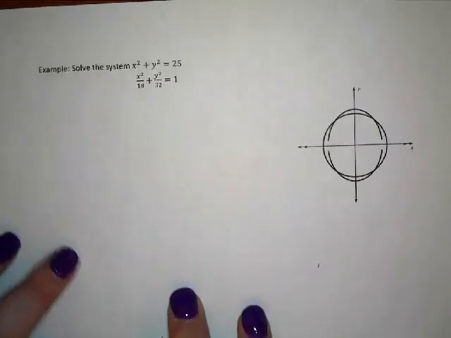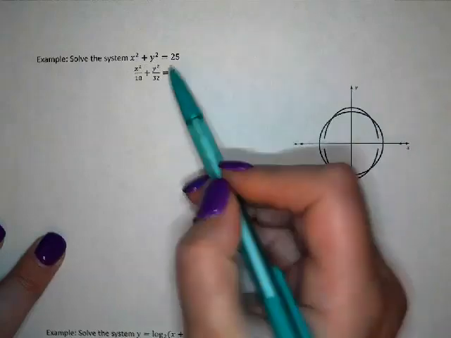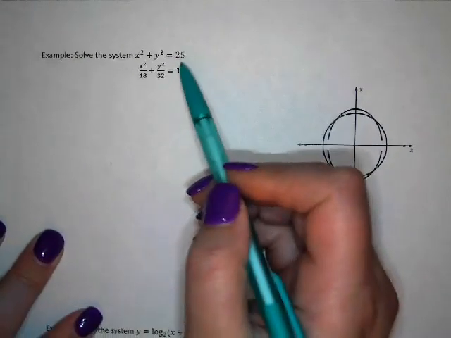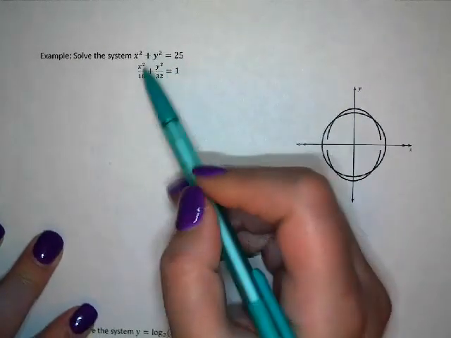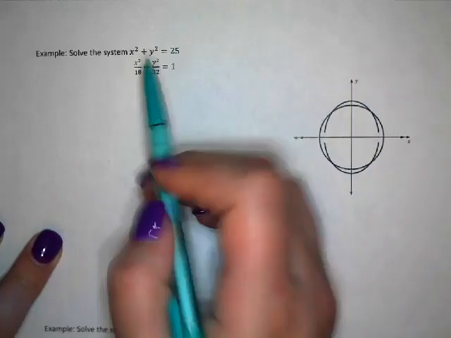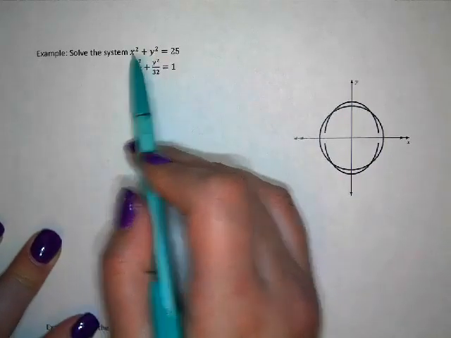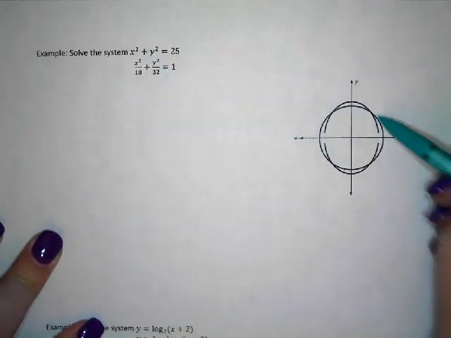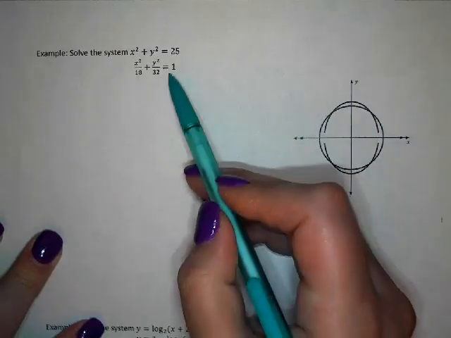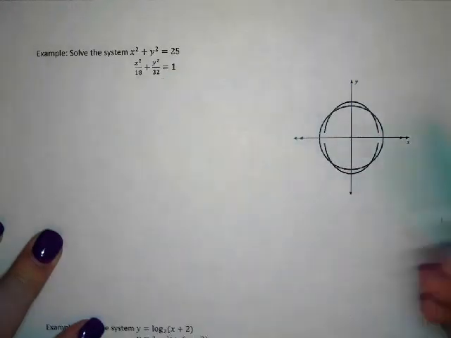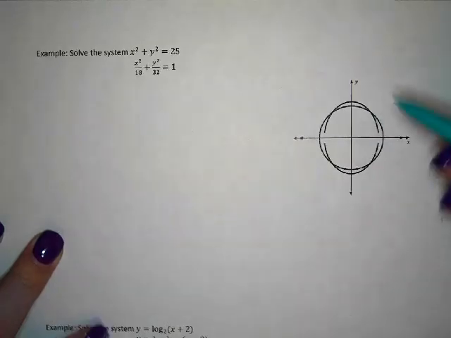All right, so this next example has two non-functions. These are not functions, so they don't pass the vertical line test. One is one that we recognize, x squared plus y squared is 25. That's that circle. The other is called an ellipse, which is the mathematical term for an oval. So it's just a circle that's been squished a little bit.